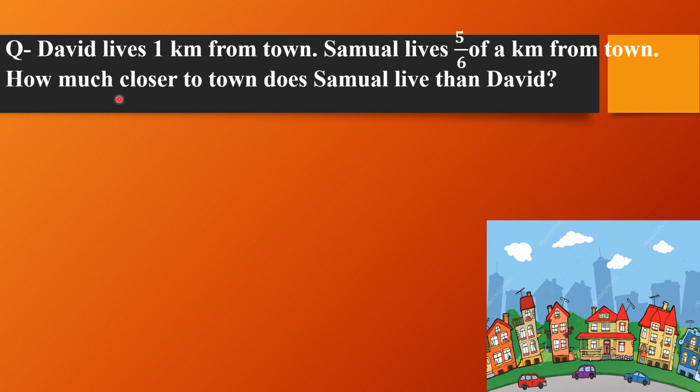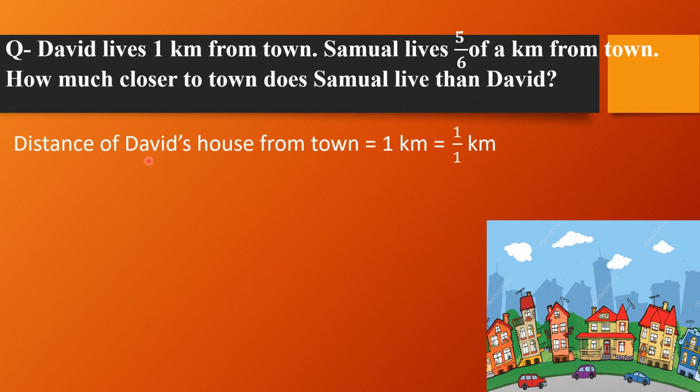Next question is, David lives 1 kilometer from town. Samuel lives 5 by 6 of a kilometer from town. How much closer to town does Samuel live than David? So here what we will do, distance of David's house from town equals 1 kilometer. It means we can write this 1. 1 is a whole number, but we can write it as a fraction also, that is 1 by 1.